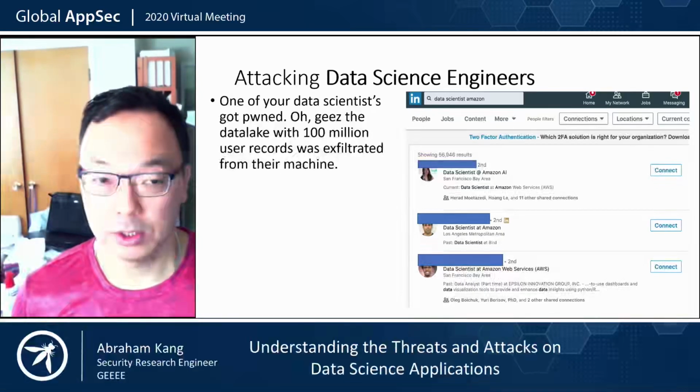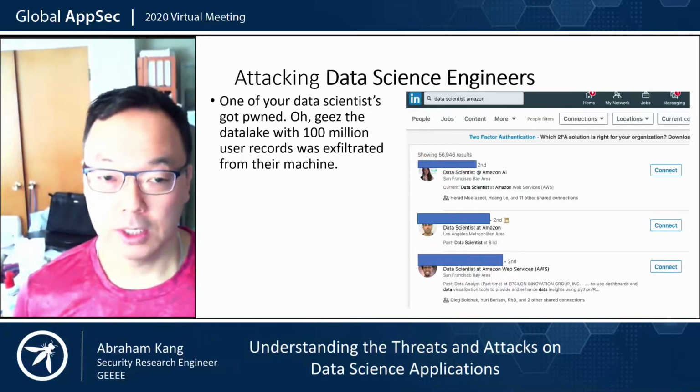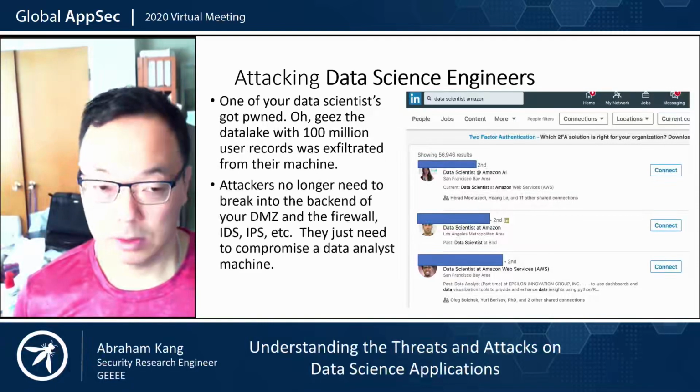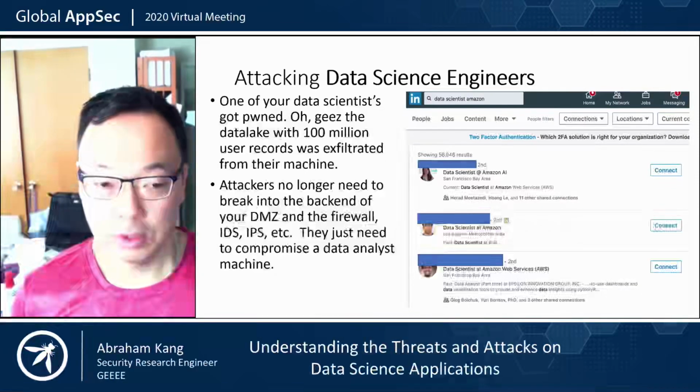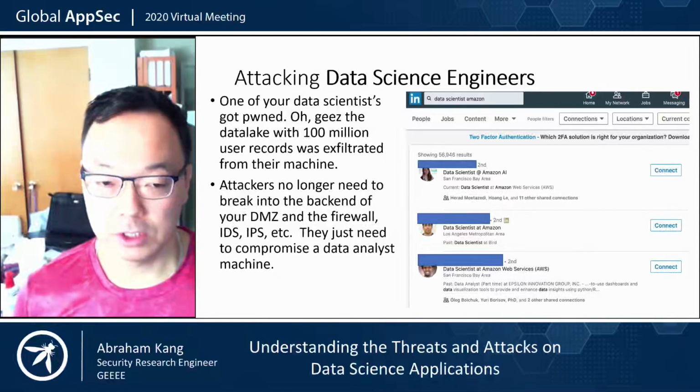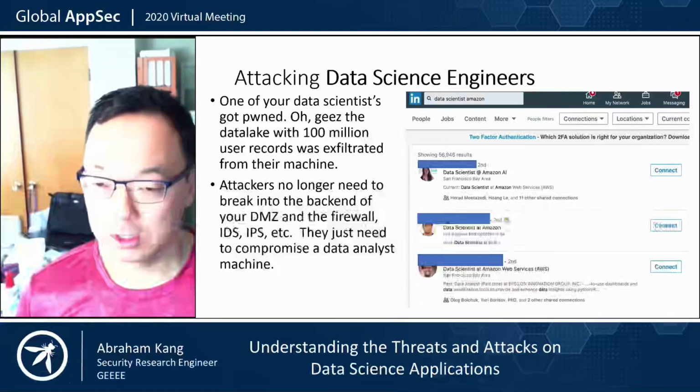So consider this scenario. Oh, what if your data scientist got pwned? Oh no, the data lake with 100 million user records was exfiltrated from their machine. So attackers no longer need to break into the back end of your DMZ and the firewall and avoid the IDS and IPS. They just need to compromise a data analyst machine.